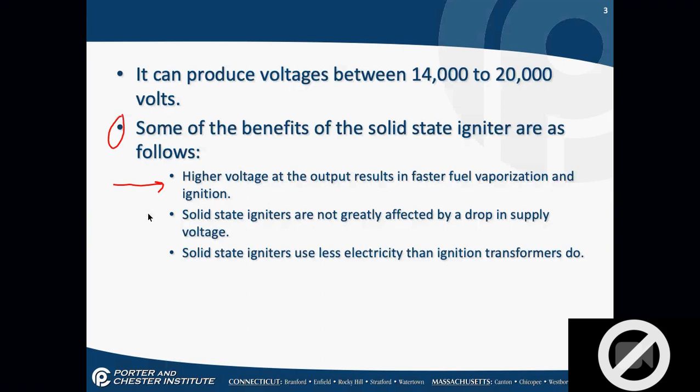Solid-state igniters are not greatly affected by drop in supply voltage. Let me get back to that in a minute. Solid-state igniters use less electricity than ignition transformers do. Now, in the grand scheme of things, the ignition transformer uses less than like 2 amps of power. They're not major sinks on electricity. But the solid-state igniters shut themselves off once flame is established. We'd shut the igniter off. Cannot leave it running all the time.